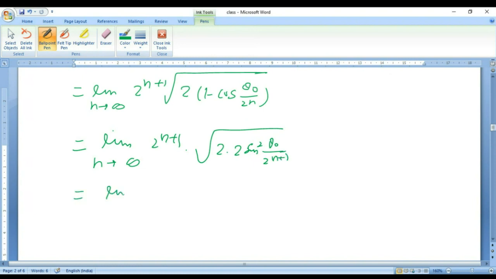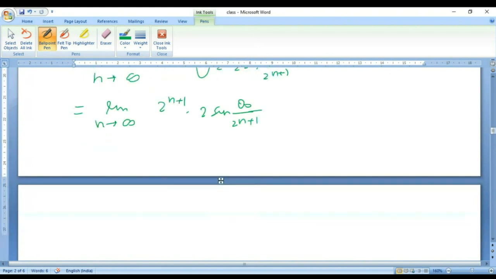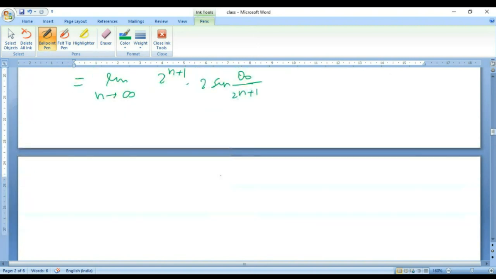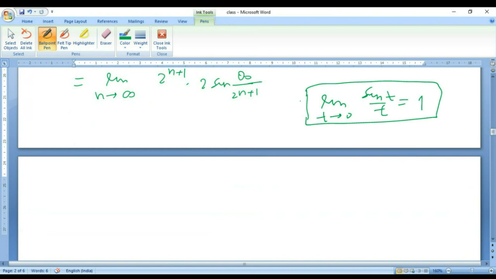And so we get the limit as n tends to infinity of 2 to the power n plus 1 and times 2 sine of theta naught over 2 to the power n plus 1. It's a really long problem, but worth it. Now the last steps are just to use the famous result that the limit of t tending to 0 of sine t over t equals 1. One of the first limits that you learn in your class.